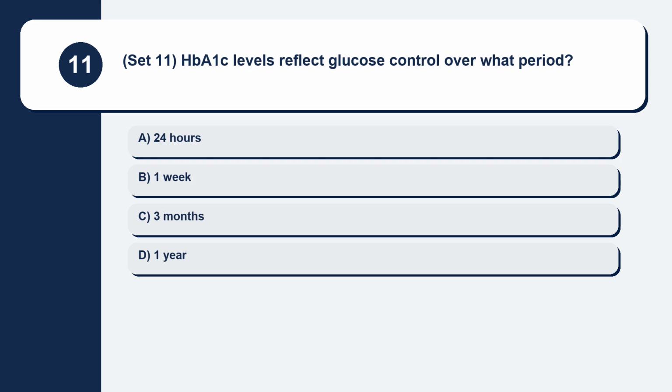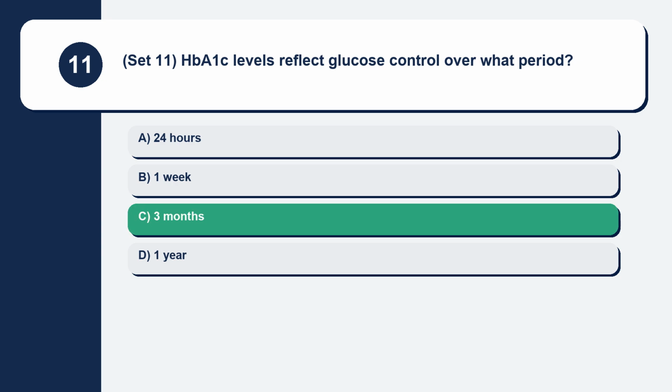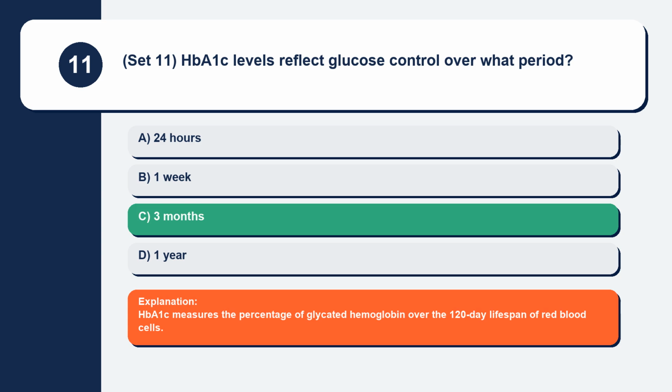Question 11. Set 11. HbA1c levels reflect glucose control over what period? 24 hours, 1 week, 3 months, 1 year. HbA1c measures the percentage of glycated hemoglobin over the 120-day lifespan of red blood cells.